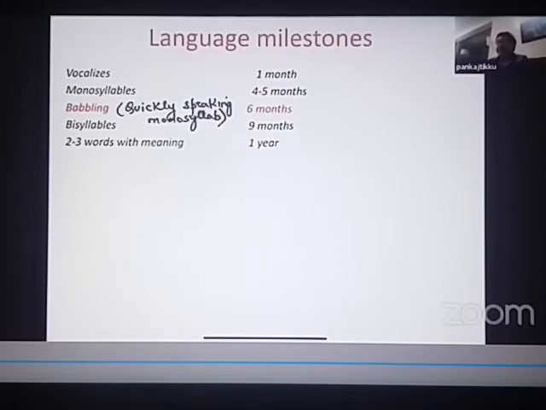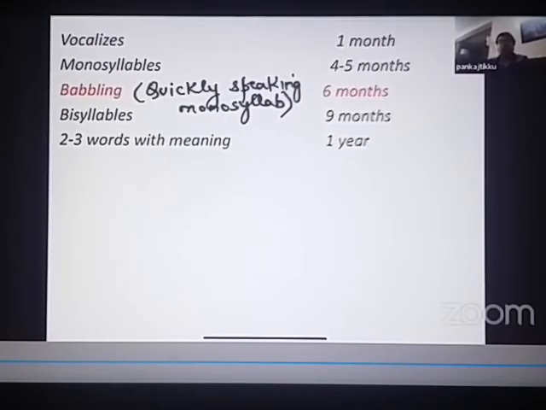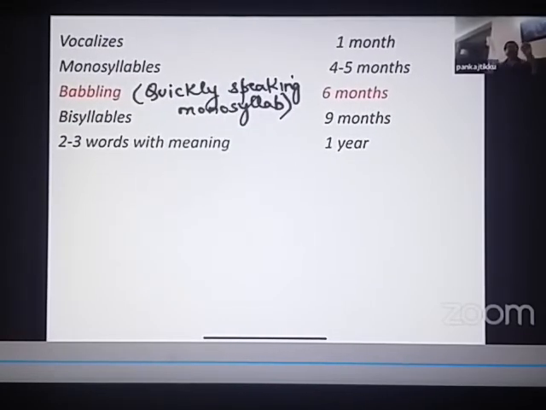Then when does the child start speaking 2 to 3 words? By the end of 1 year, most children can speak 2 to 3 words which have a meaning. So by the end of 1 year, how many meaningful words can a child speak? By the end of 1 year, a child can speak about 2 to 3 meaningful words.